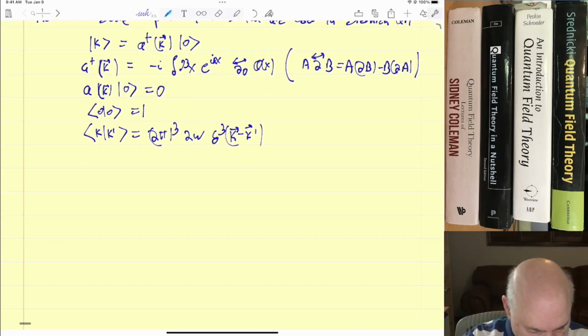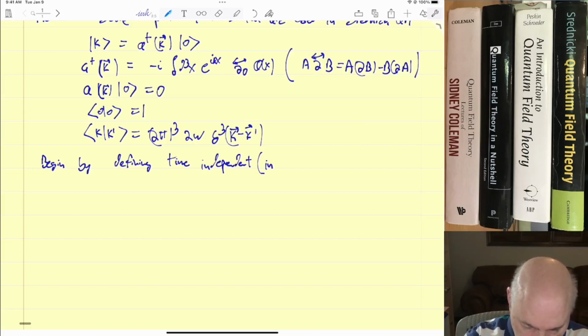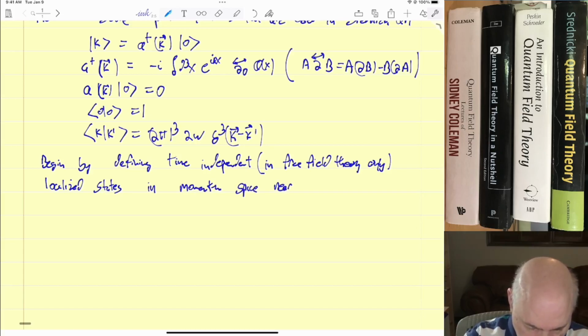So Srednicki begins by defining time independent, and by the way, that's only in the free field theory, localized states in momentum space near, let's say, a vector k1, and in position space near the origin.